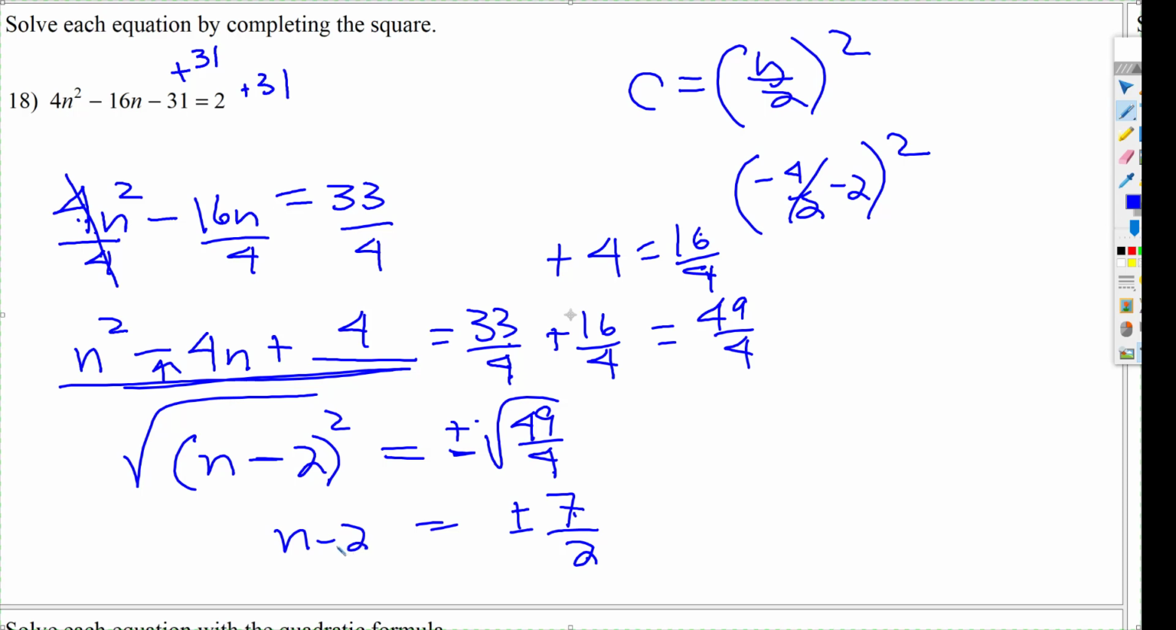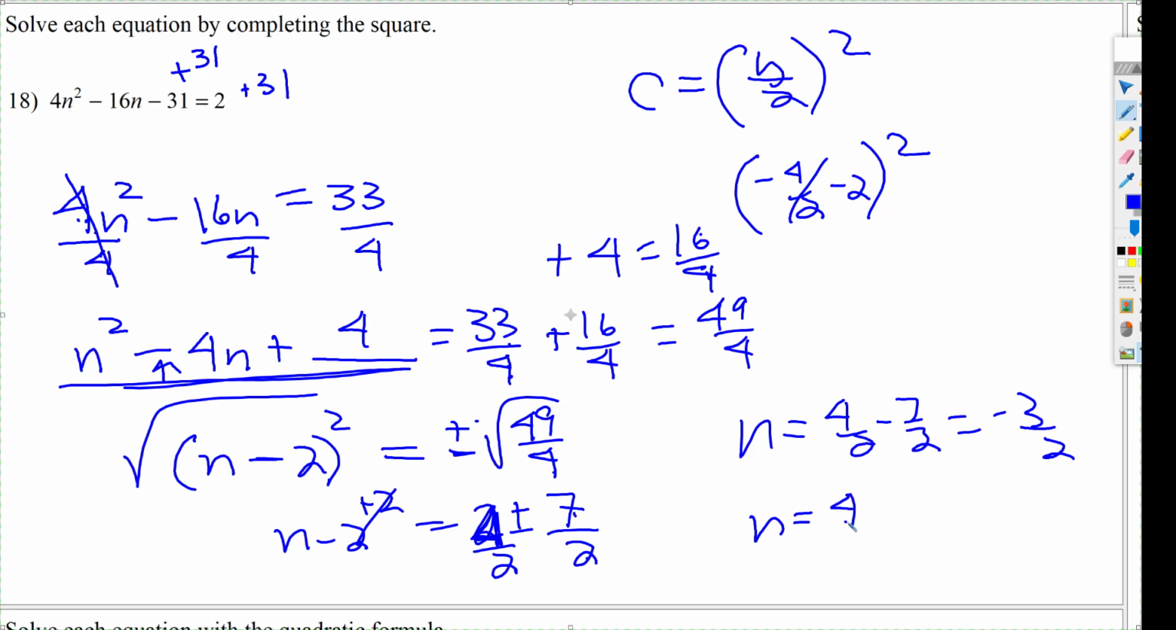And now to cancel this subtracting 2, we add 2 to both sides. And if you want those to be the same fraction, just multiply this by 2, and you can write that as 4 halves. So n is equal to 4 halves subtract 7 halves, which is -3 halves, and n is equal to 4 halves plus 7 halves, which is positive 11 halves.